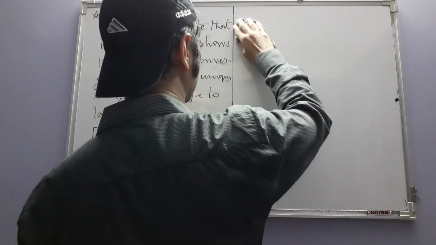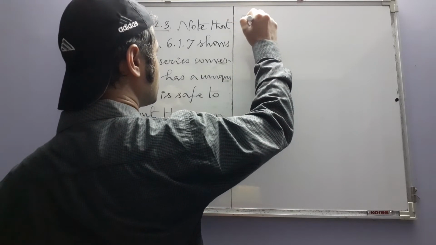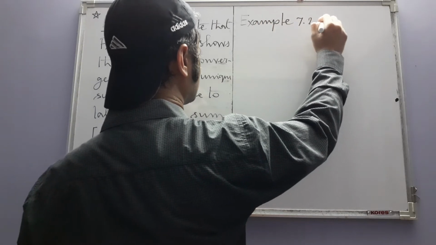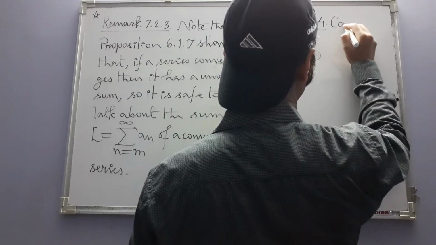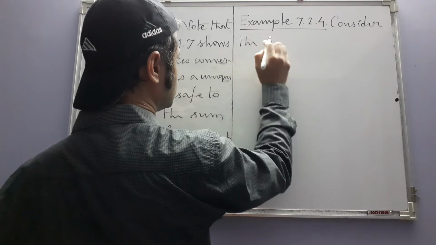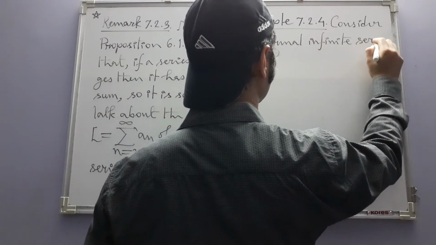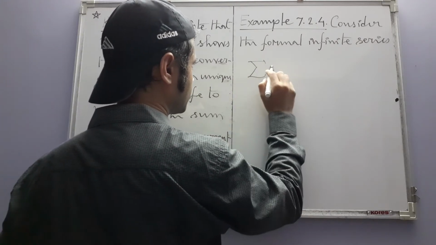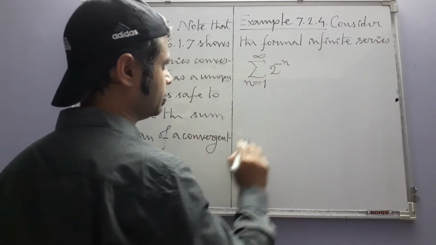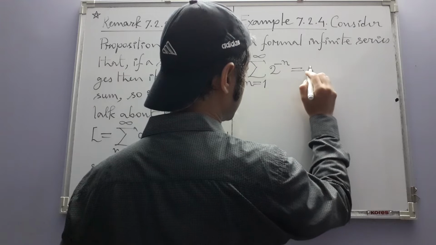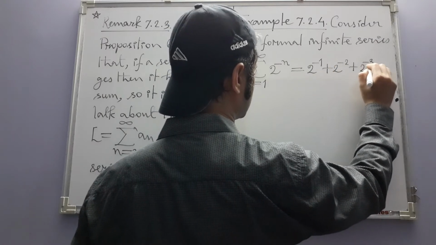Next we consider one example which illustrates these notions. In this example, we are going to consider two such formal series. Consider the formal infinite series where a_n is 2 to the power minus n and that integer m is 1. So more informally, less rigorously, we also write the series like this.